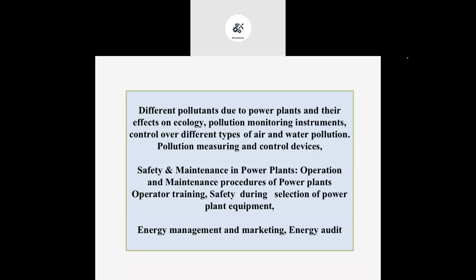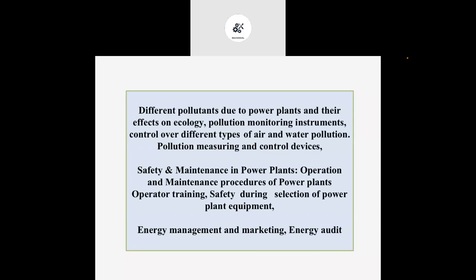We have to concentrate first of all on the consequences of power plant pollution on the ecology or the environment. The second point is related to the safety and maintenance of the power plant, because we cannot carry out safety as it is. There must be a standard procedure that we have to follow during maintenance, and different safety systems should be installed in the power plant. The third point is related to energy management, or energy conservation, and also marketing and energy auditing.